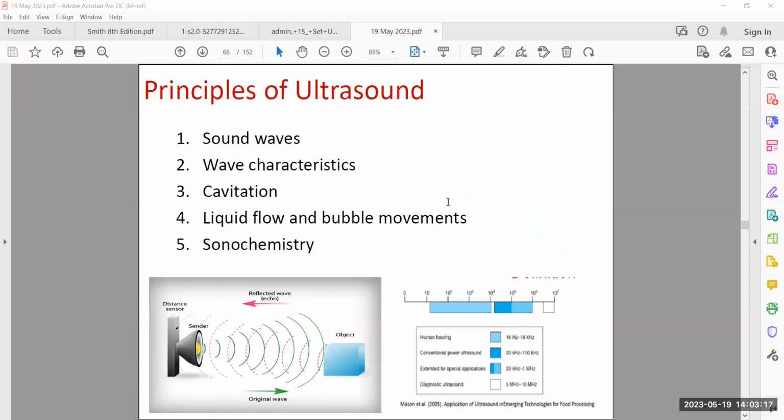Power ultrasound. I have to move a bit fast. It's already 3 o'clock. So, okay.